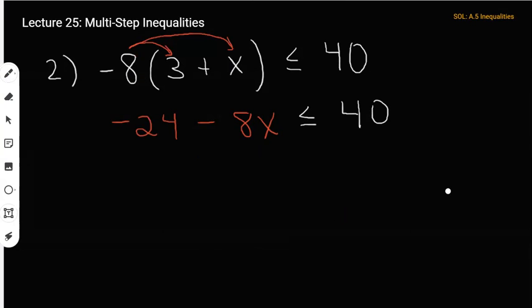Okay, so now I need to get the x by itself. There are 2 things that I need to do for this one. I need to get rid of the negative 24, and then I need to get rid of the negative 8. So how can I get rid of a negative 24? You can add 24 to both sides, right? So that's what I'm going to do for this one. I'm going to add 24 to both sides first. Then I can divide by the negative 8.